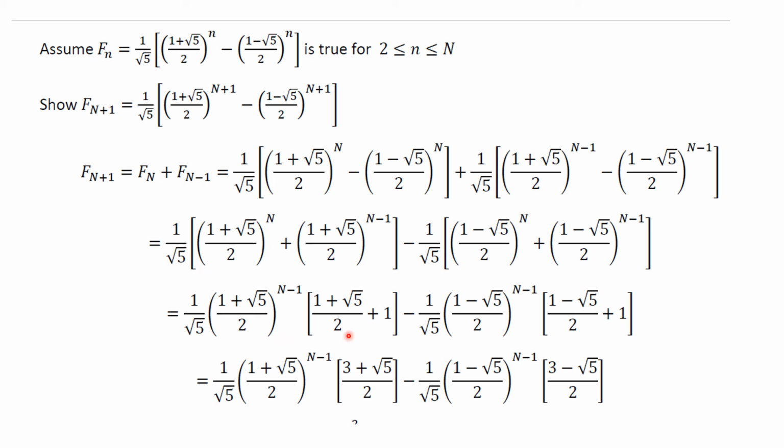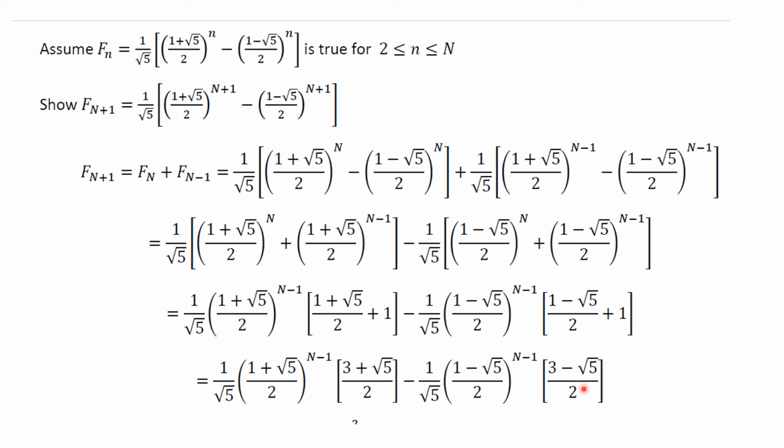Now, if I get a common denominator here of 2, I'll have 1 plus the square root of 5 plus 2 over 2, which is 3 plus the square root of 5 over 2. And similarly, when I get a common denominator here, I'm going to have 1 minus the square root of 5, and the common denominator is 2. So this becomes 3 minus the square root of 5 over 2.